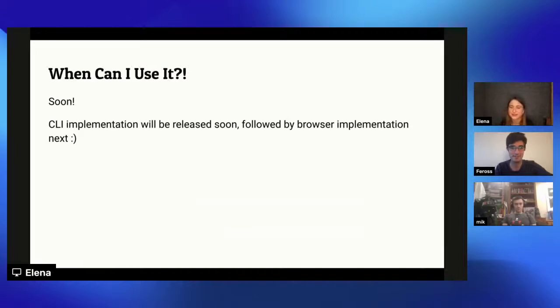Cool. So for people who are interested in, okay, when can I use Ironfish? When is it in the browser?